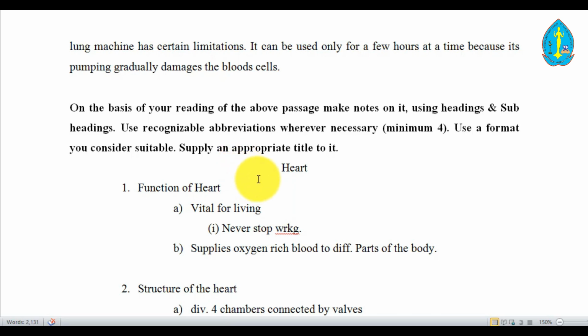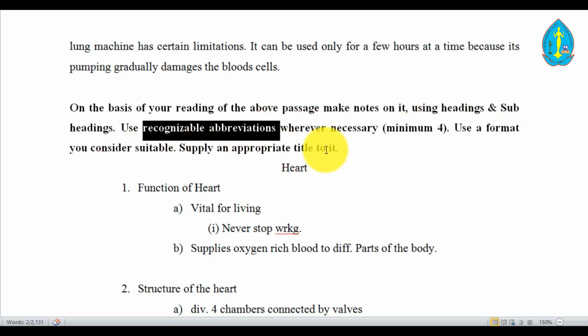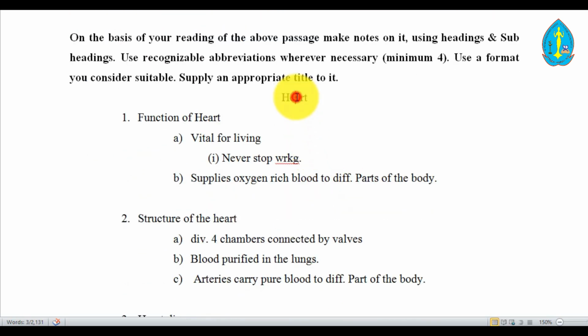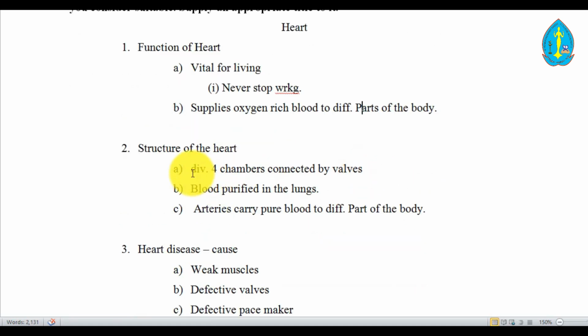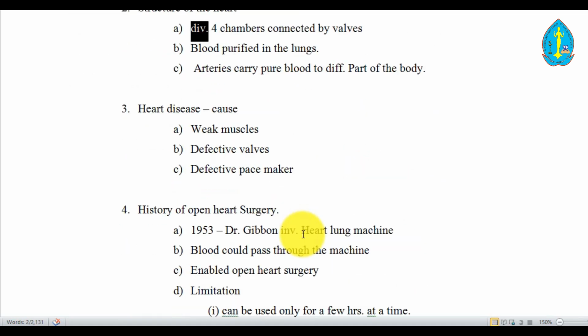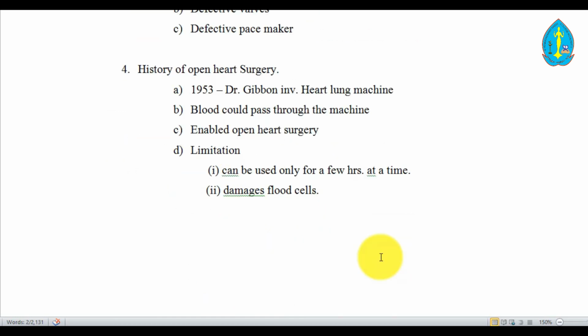On the basis of your reading of the above passage, make notes on it using heading and subheadings. Use recognizable abbreviations, which are common abbreviations known to everyone, wherever necessary, minimum 4. Use a format you consider suitable. Apply an appropriate title also. So you should give a suitable title. The entire passage is about the function of the heart, so the title is heart. Then I have given the subheading as function of heart, points, subpoints. So this is an abbreviation, and again this is an abbreviation, as you know. I have told you clearly.